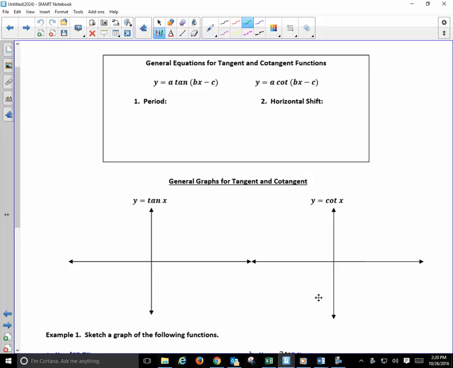Graphing tangent and cotangent are probably the easier of the two, okay? And the period is really... Okay, so our period is going to be pi divided by b. And you might ask me why that is.